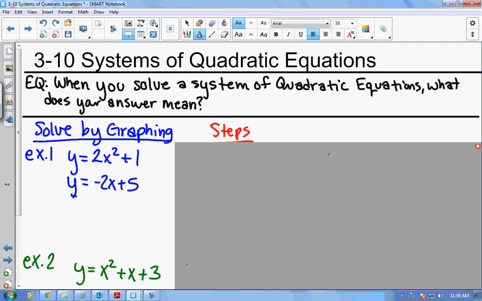Okay, your note should say 3-10. That means it's chapter 3, section 10. Systems of quadratic and linear equations. I just forgot to type linear. Okay, the essential question is, when you solve a system of quadratic and linear equations, what does your answer mean? Or what does your answer represent?